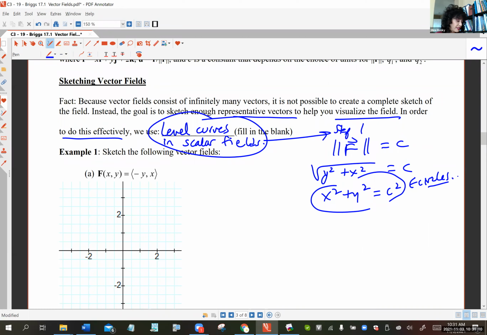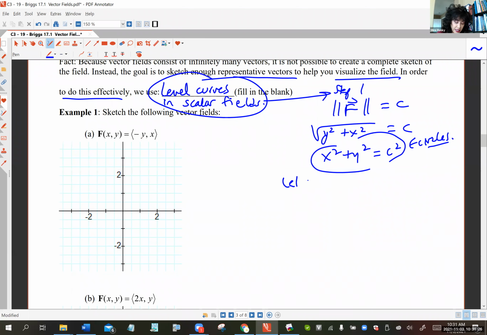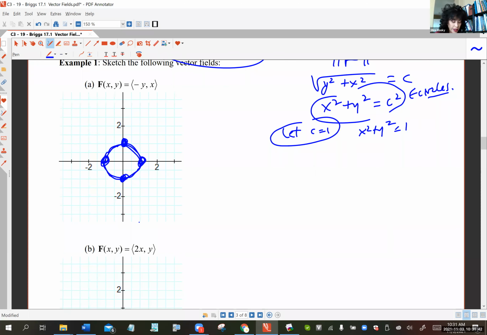So what does that mean, level curves? Well, it means that for any point on one of these circles, as long as you stay on that same circle, those vectors will share something in common, the same magnitudes. What the heck are you talking about? Let's let C equal 1. If you draw a circle centered at the origin with C equals 1, that's going to be a circle with radius 1. And let's pick 4 easy points off of our circle of radius 1, and then make a chart.